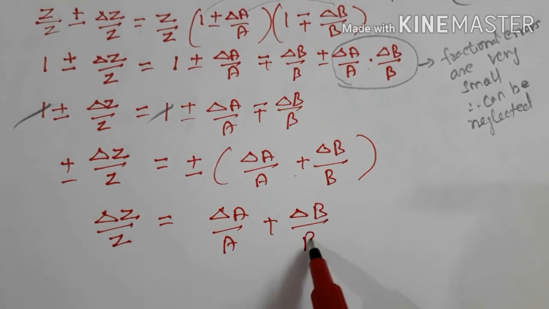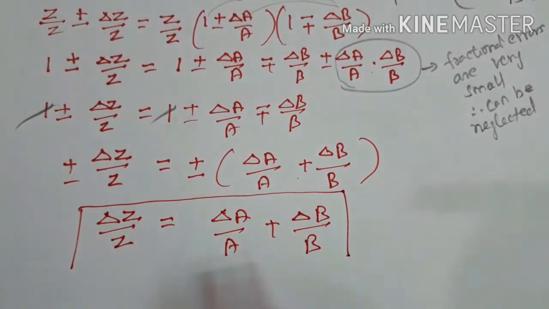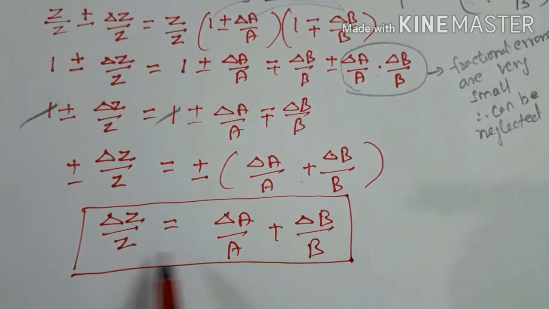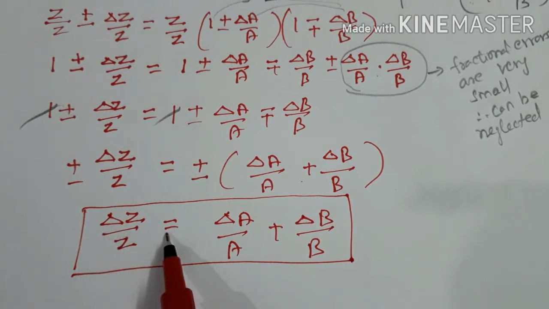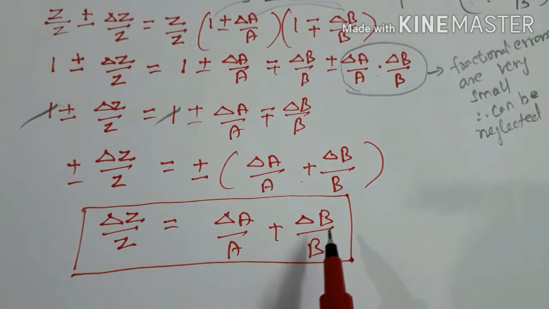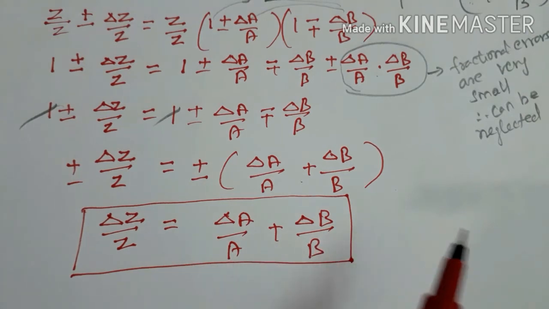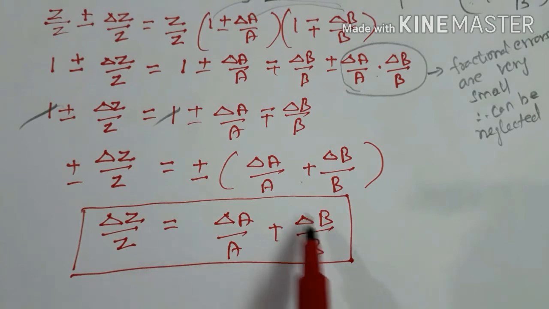I think we got the same answer while finding the errors in the product of two quantities also. Right? So what does it mean? The maximum fractional error in the quotient of two quantities is equal to the sum of their individual fractional errors. Okay, so based on this we will work out a problem, children. Using this formula we will work out a problem now.